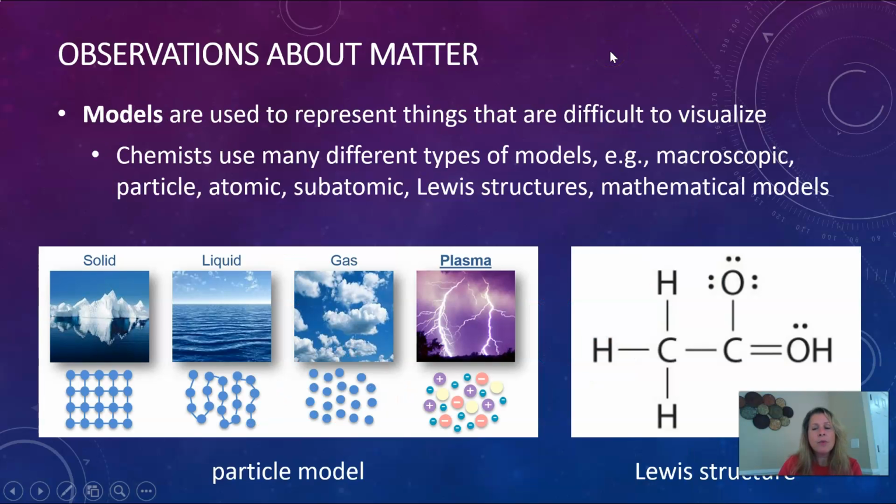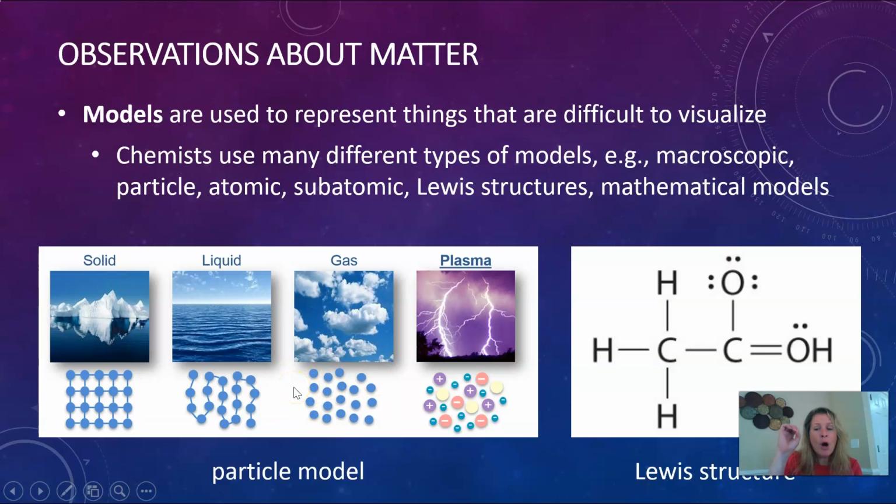And then a little bit more about observations about matter. Chemists use many different types of models in order to explain what goes on with matter. So we've already looked at some different types of models. A macroscopic model, what can you see? We can do a particle model. So there's a particle model here that shows the difference in the spacing between particles and the amount of kinetic energy seen in the various states of matter, like a solid, a liquid, a gas, or plasma. Those are some particle models.